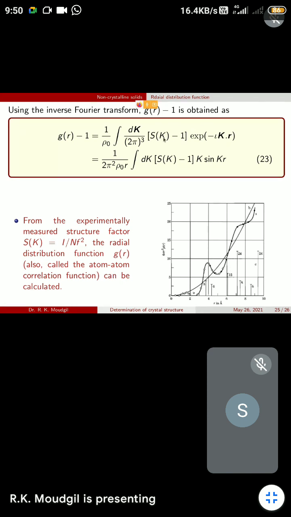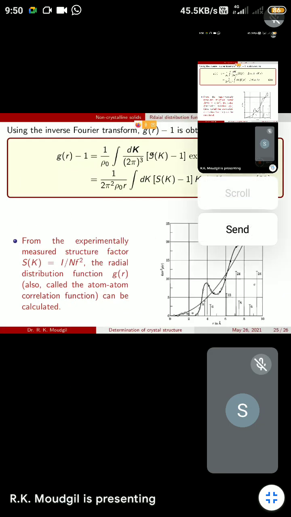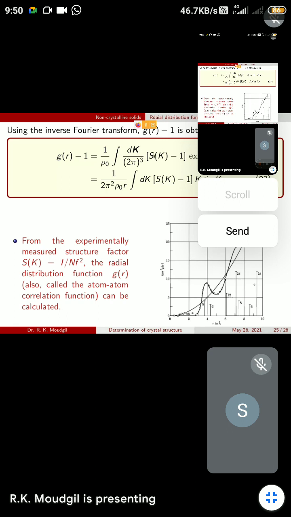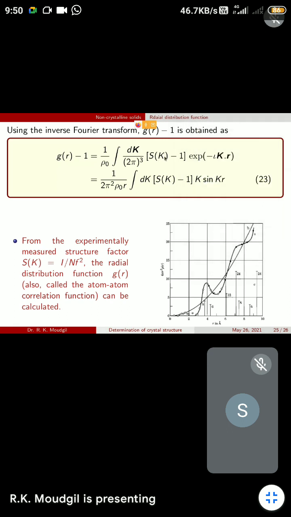Now S(k) is an experimental quantity. We know S as a function of k. That is, we know scattered X-ray intensity as a function of angle of scattering. So that data we substitute here. The source of S(k) is an experiment on XRD from a non-crystalline solid. So we know S(k), so use that S(k) here, and this g(r) can be obtained.